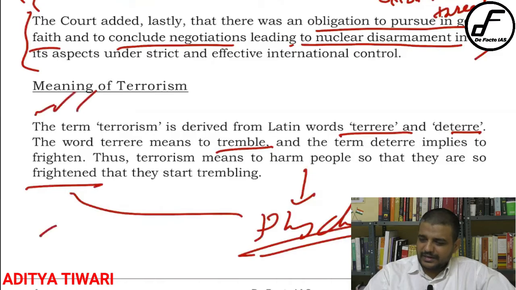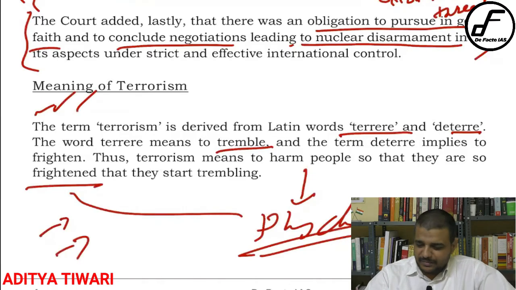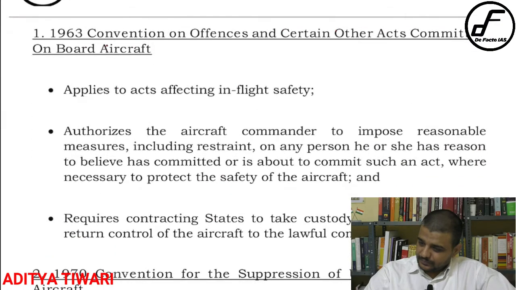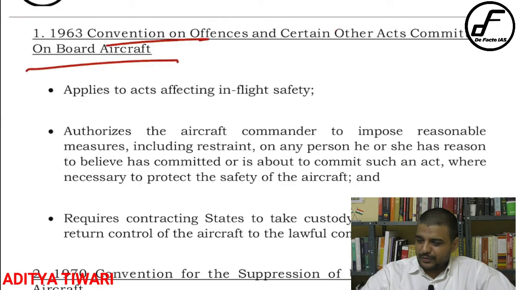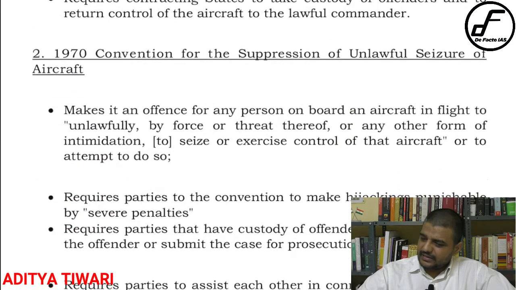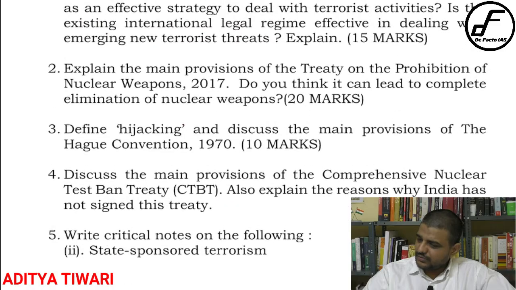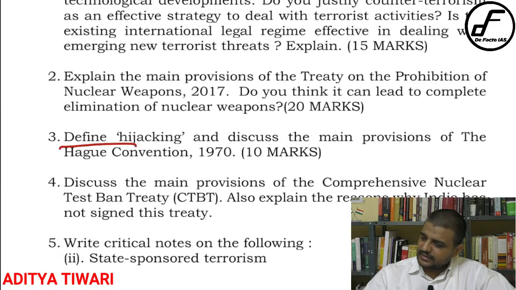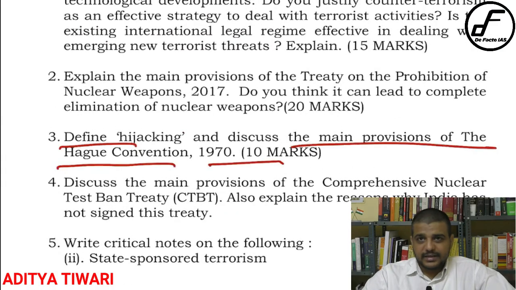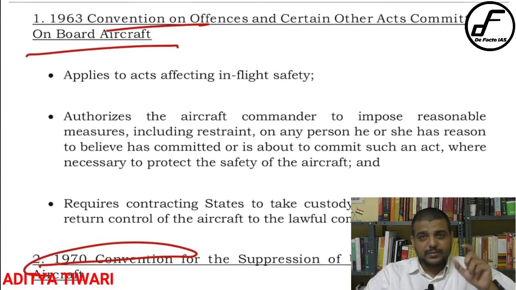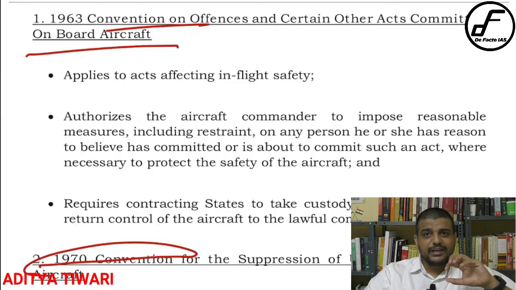Now there are multiple conventions related to terrorism that you have to study by yourself. Now there are two conventions related to hijacking I had talked about. Like the 1970 convention, that is the most important convention actually. There was a question also, if you look at last year's question: define hijacking, discuss the major provisions of the Hague Convention 1970, ठीक है, 10 marker. So the meaning of hijacking, I told you, the key word here is the taking control of the aircraft.